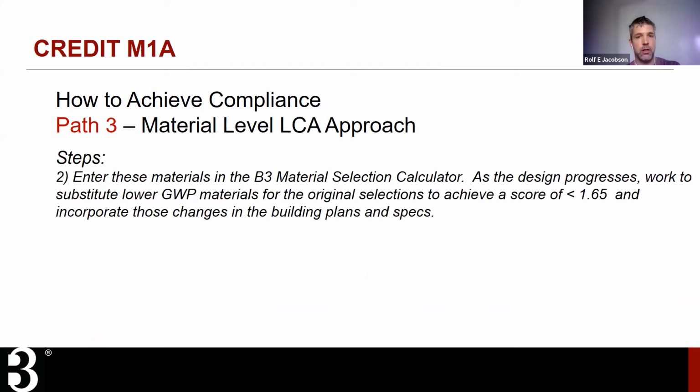So step 2, you want to start entering these materials into the calculator. And as the design progresses, you want to start finding substitutions that you can make that drive your score down below 1.65, or 1.75 if you're a small building.